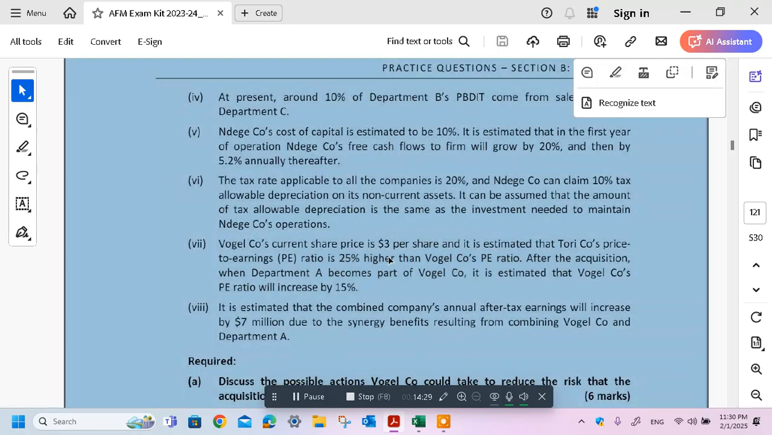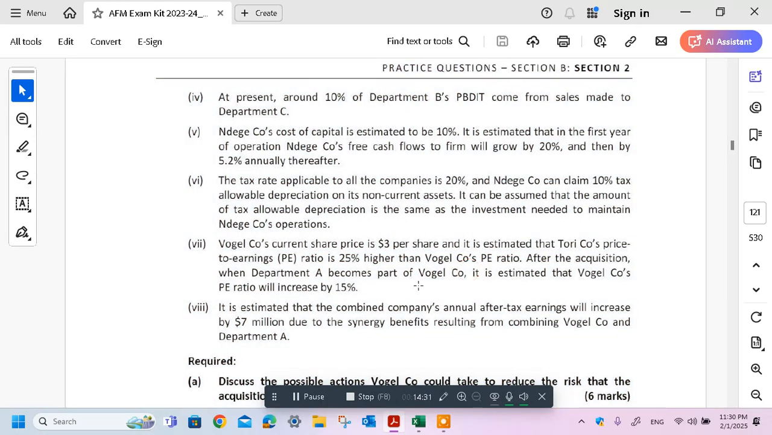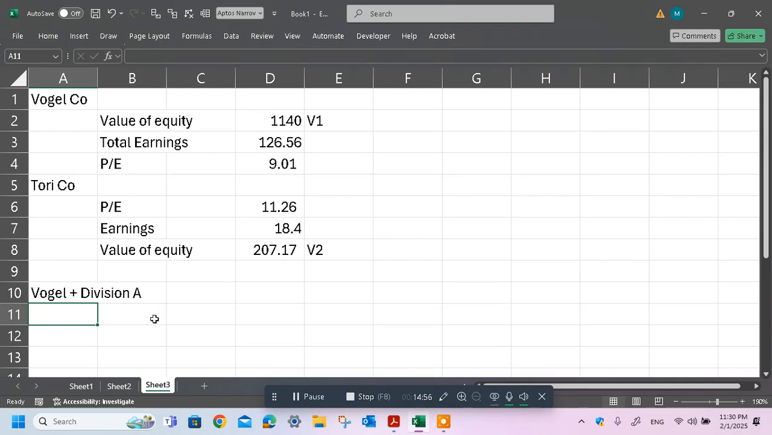Here, same point, it says, after the acquisition, when Department A becomes part of Vogel Company, it is estimated that Vogel's PE ratio will increase by 15%. They are talking about PE ratio. So again, it's going to be earnings-based valuation. Alright, let's find the PE ratio. First, 15% higher than Vogel. Okay.